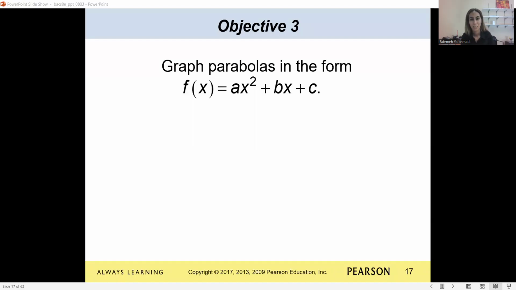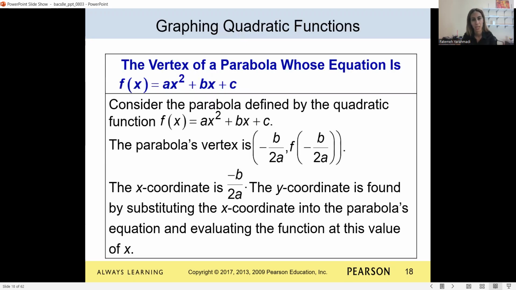So as you remember, we introduced a quadratic function of this form, f of x equals ax squared plus bx plus c, and we introduced some new forms of quadratic functions. So how do we graph a parabola of this form? The vertex of a parabola whose equation is given as f of x equals ax squared plus bx plus c is negative b over 2a.